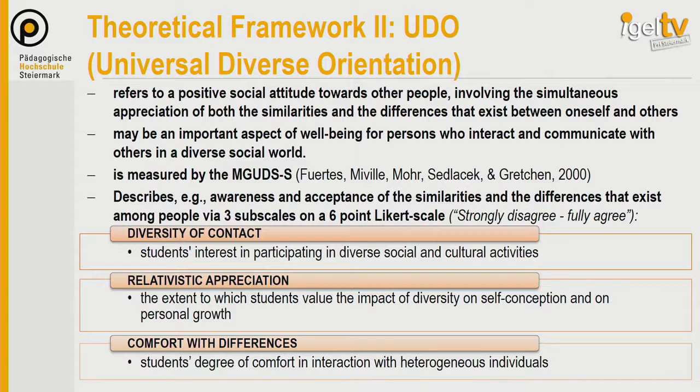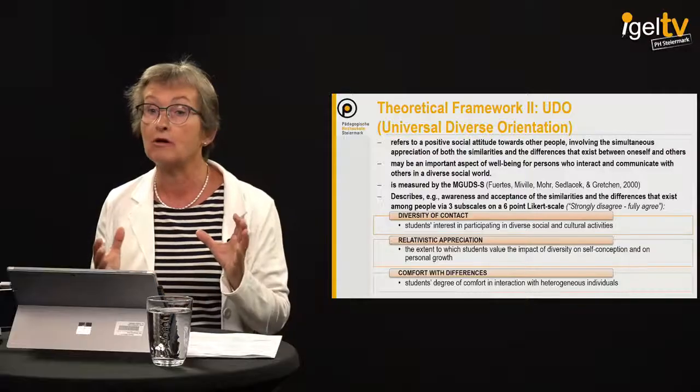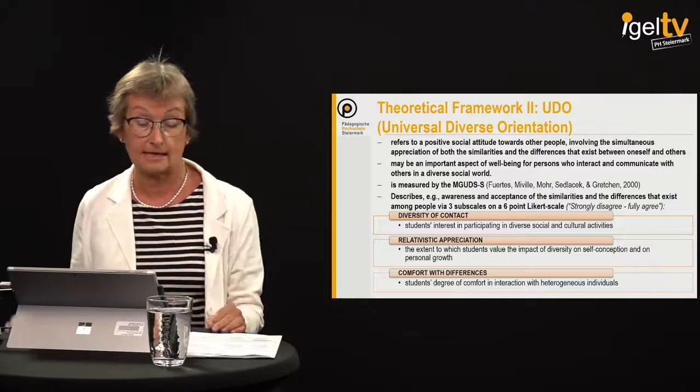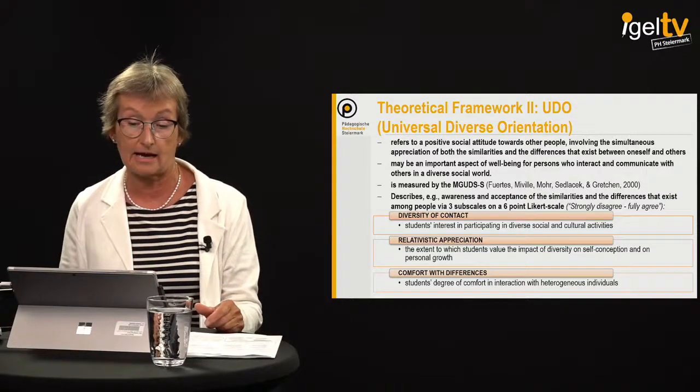That is, students, or people in general, show an interest in participating in diverse social and cultural activities. The second one is called Relativistic Appreciation, by which is meant the extent to which students value the impact of diversity on self-conception or self-esteem and on personal growth. And the third one would be comfort with differences. This is the student's degree of comfort when they interact with heterogeneous individuals who may be, for whatever reasons, very different from themselves. So how comfortable do they feel in this environment?